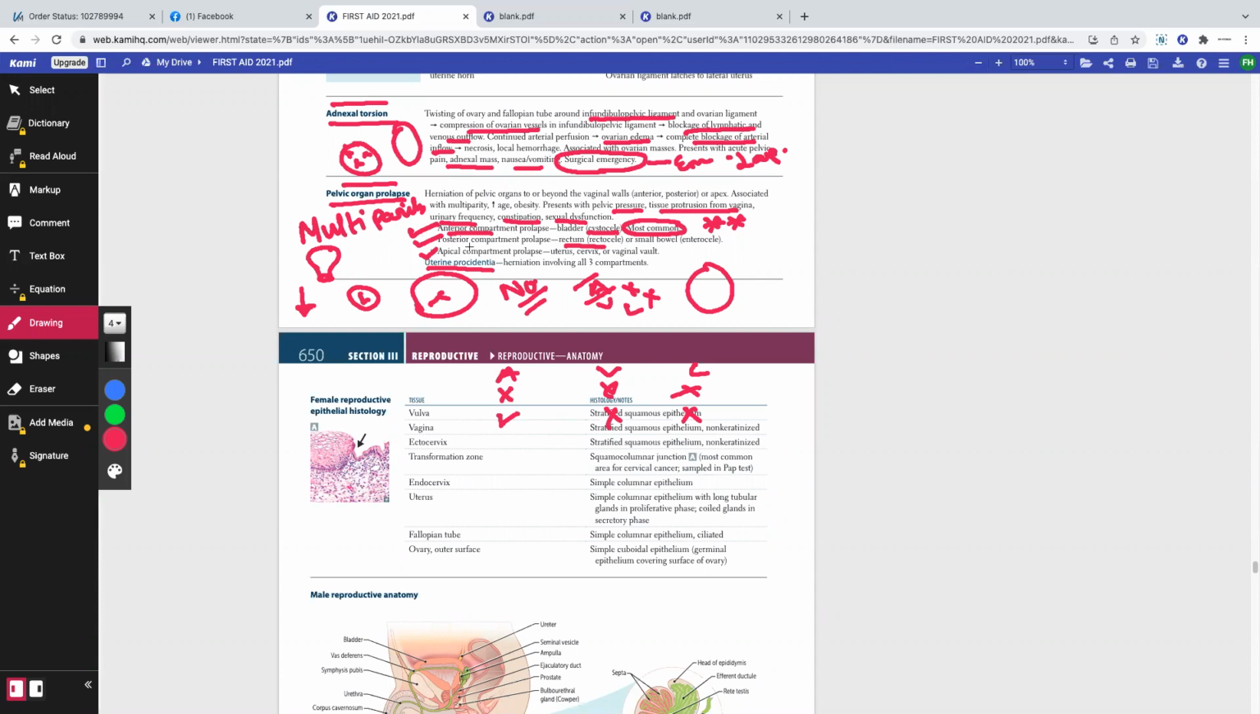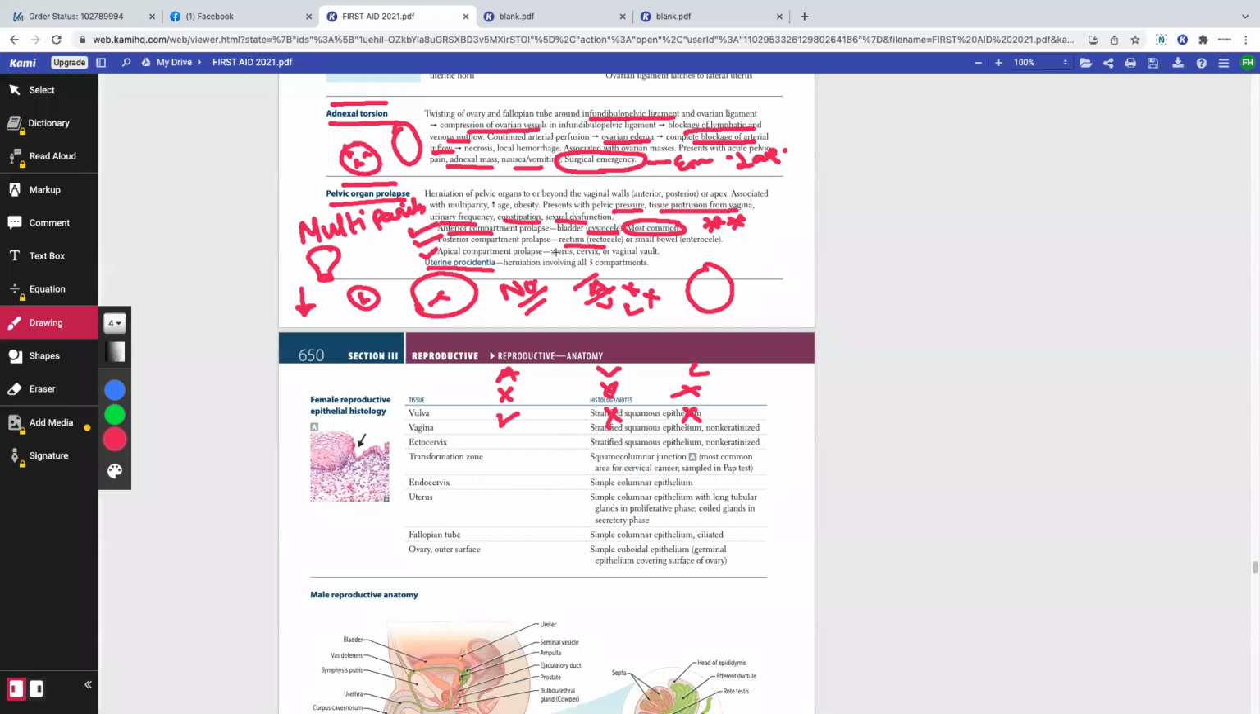Okay, what are some of the mechanisms which we can use? So what we usually do is try to do manual replacement, manual repositioning of the uterus. And then after that, we can do some other things. Have you guys heard of pessary? Yes or no? The answer is yes, right? So that's another procedure that we can do.